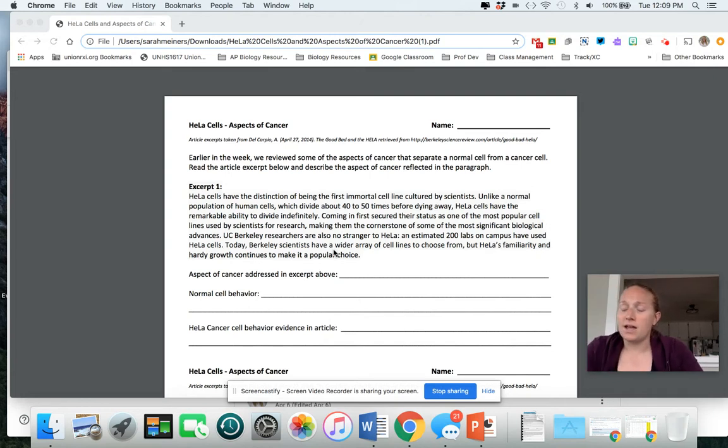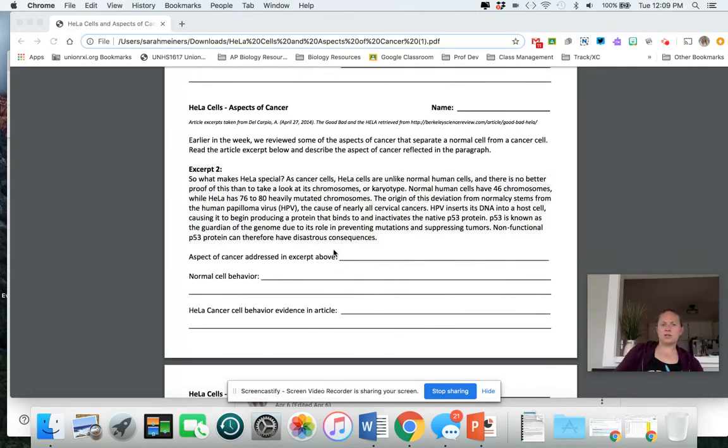So the aspect of cancer in excerpt 1 was talking about telomeres and the fact that cancer cells never stop dividing, especially HeLa cells. HeLa cells never stop dividing. Whereas our normal cells, so normal cell behavior, had about 40 to 50 times as their max replications they could do, and then they died. Whereas these guys just kept going and going and going. And the evidence for that was that they're still being used in labs around the world, and they still haven't stopped dividing.